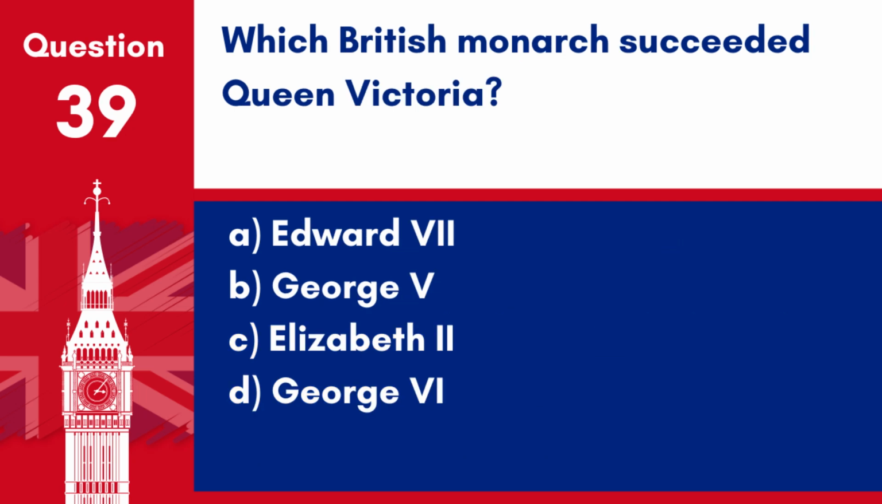Question 39. Which British monarch succeeded Queen Victoria? A. Edward VII. B. George V. C. Elizabeth II. D. George VI. Answer: A. Edward VII. Edward VII succeeded Queen Victoria, becoming king after her death in 1901.